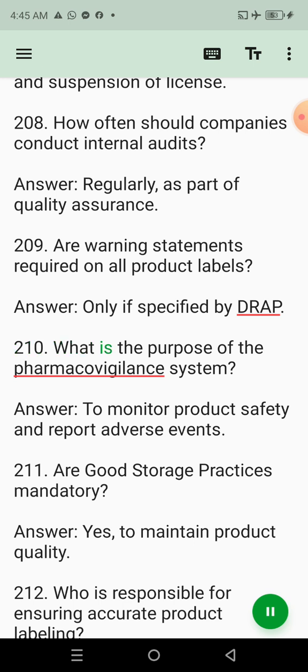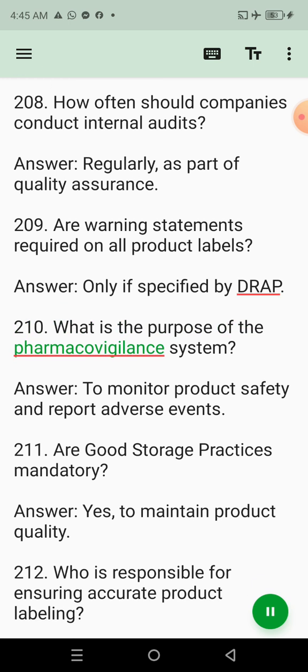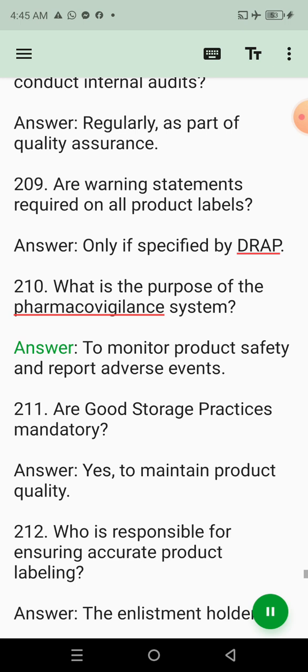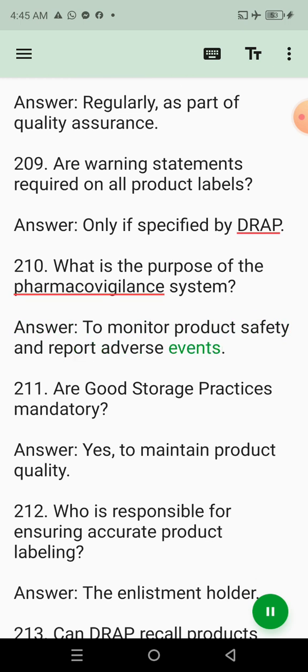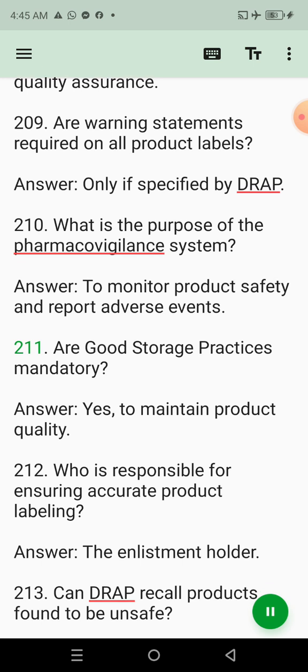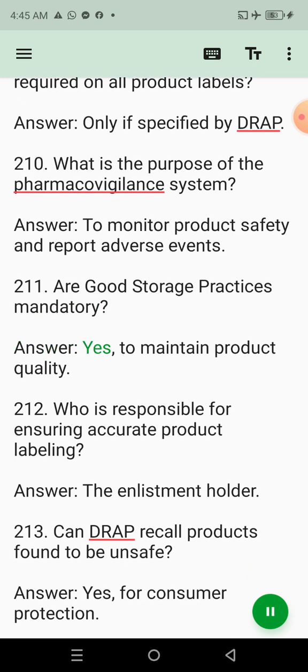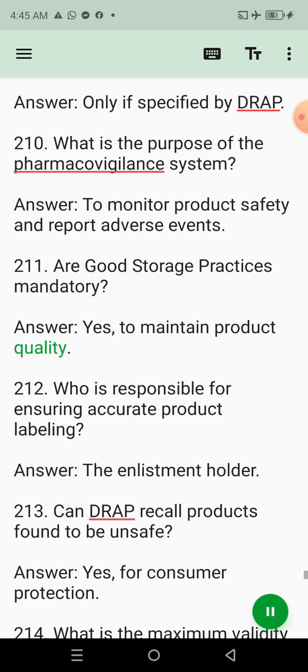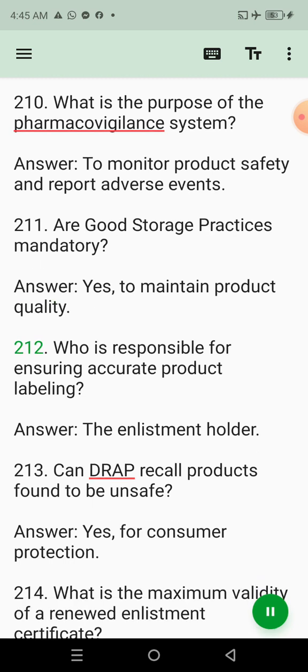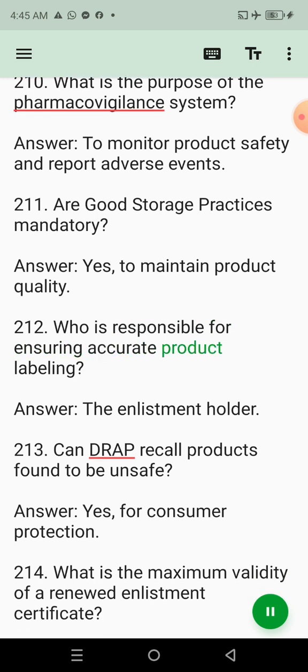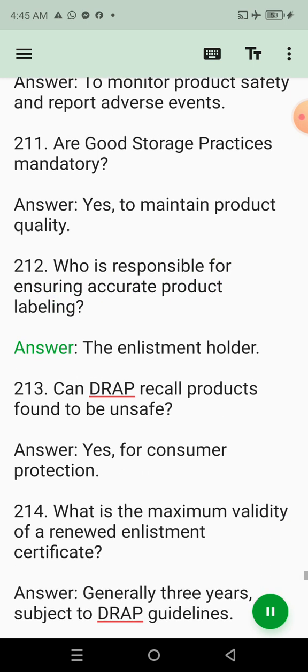210. What is the purpose of the pharmacovigilance system? Answer: to monitor product safety and report adverse events. 211. Are good storage practices mandatory? Answer: yes, to maintain product quality. 212. Who is responsible for ensuring accurate product labeling? Answer: the enlistment holder.